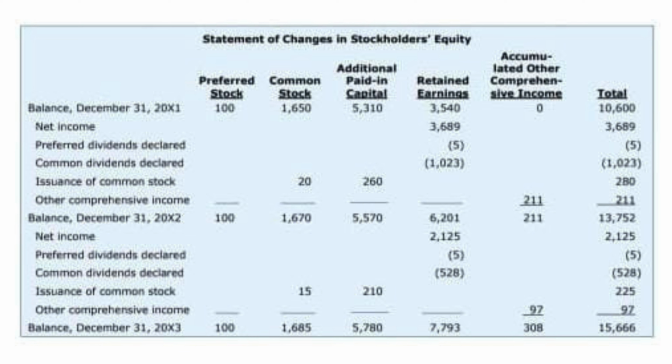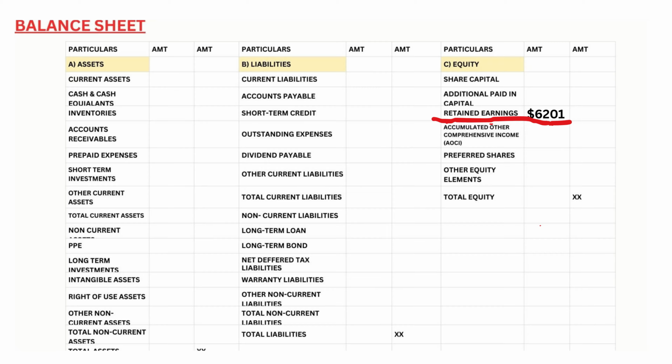The profit is added and the dividend is subtracted. The beginning balance of year 20x1, that is ending balance of previous year, 3,540 plus net income or profit, that is 3,689, minus preferred dividend 5, minus common dividend 1,023. The result is the ending balance of retained earnings, that is 6,201. That ending balance is shown in the statement of owner's equity, and the same figure also appears under retained earnings in the balance sheet.